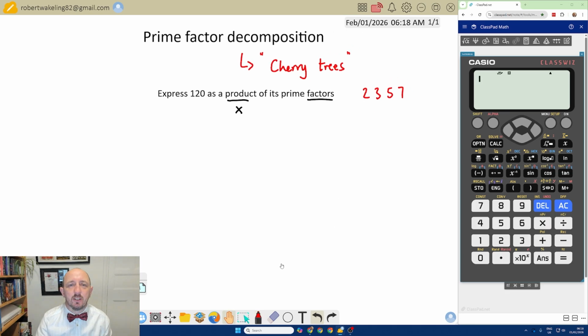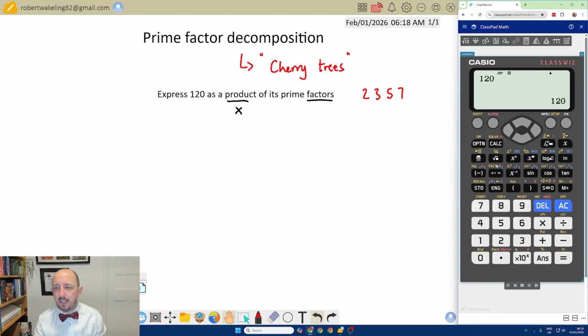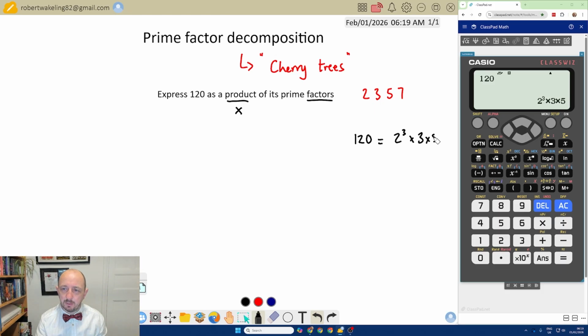If you're doing this on the calculator, we can do 120 equals and then shift fact. So the prime factor decomposition can be done on the calculator like this. This is the final answer that you're looking for. I'm just going to write that to one side. 120 equals 2 cubed times 3 times 5, because that is our end goal.